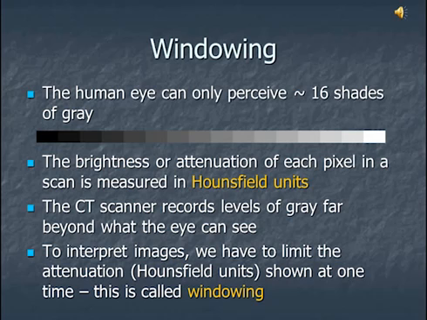Before we begin, there are some key concepts about CT scans you must understand. The first is windowing. The human eye can only appreciate about 16 shades of gray. The brightness of each pixel is measured in Hounsfield units, named after the inventor of CT. Because a CT scanner detects levels of gray beyond what we can all see at once, we have to set a range to what is shown to us. This is called windowing.